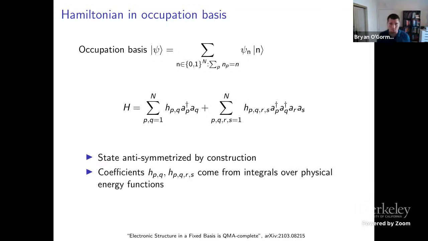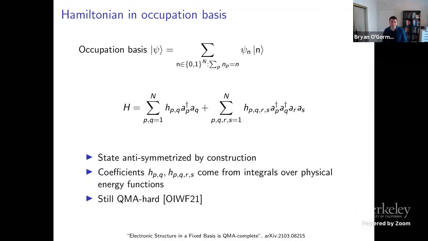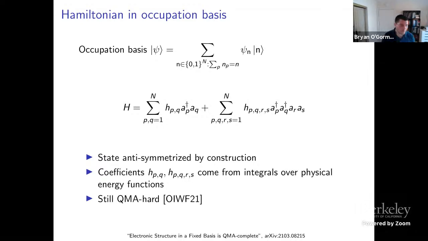And these coefficients are not completely arbitrary. As I showed a slide or two ago, they're completely determined by these integrals over these physical energy functions given the single particle orbitals. And so there's a lot of structure in these coefficients that can be exploited both by classical and quantum algorithms. And yet, despite how specific and special this local Hamiltonian is, still it's QMA hard. And I'll point you to an arXiv paper that my collaborators and I just put on the arXiv that goes into the details of what exactly I mean by this statement.